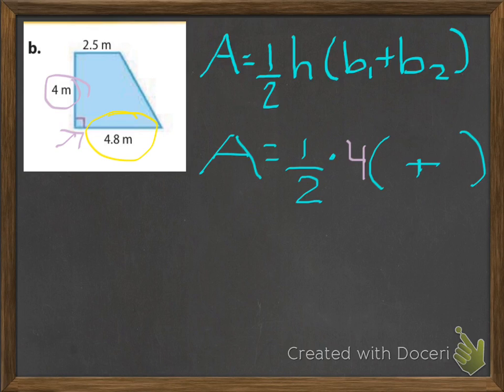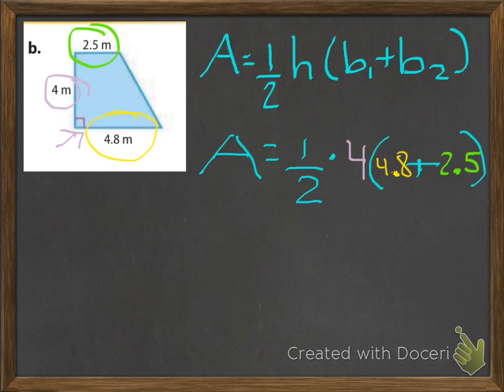And then base 1, we're going to use, and again, base 1 and base 2 are interchangeable. We're going to use 4.8 right here. And then for base 2, we're going to go ahead and use 2.5 right here. So I might have needed to leave a little more room, but that's okay. And let me make that little point a little clearer.